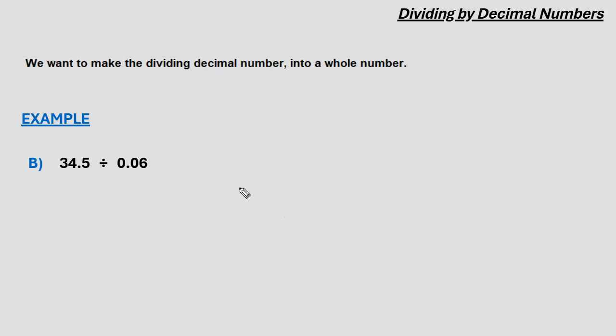With example B, we can use the same approach as we did for example A. Set up initially as we would for a division sum. Only this time, rather than 0.6, we have 0.06, so we need to move the decimal point 2 places to the right to get a whole number for the dividing decimal number. And it so happens, if we multiply by 100, this gives us the whole number of 6 that we're looking for.